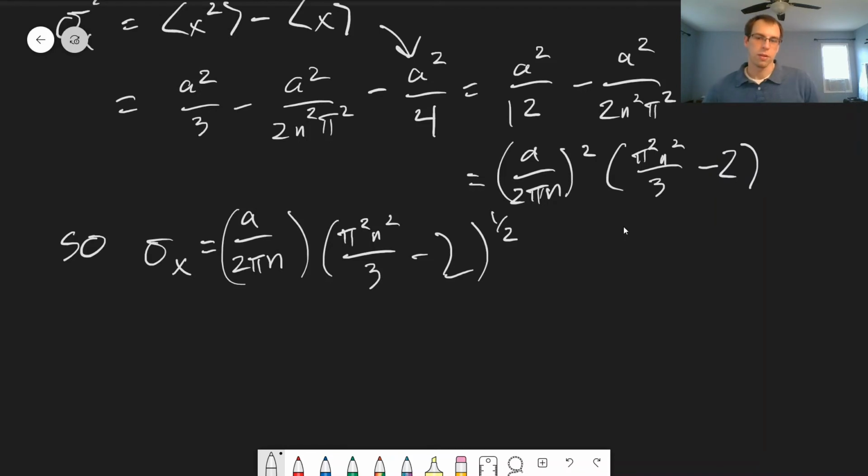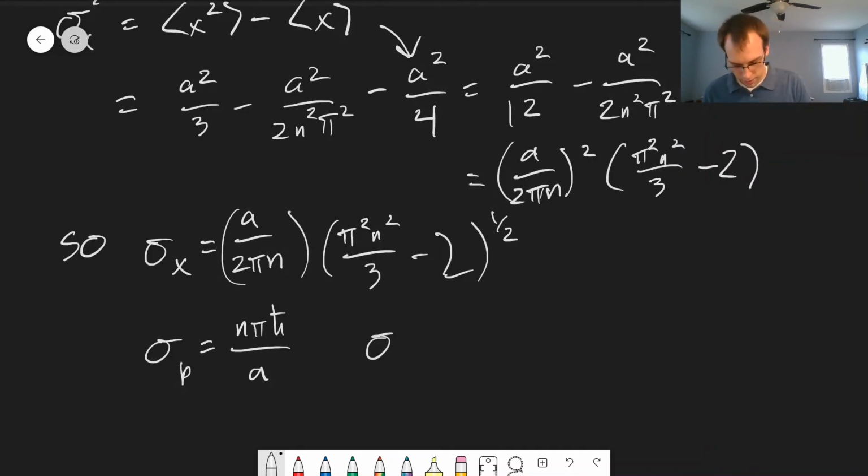What this tells us is that we don't know the exact position of the particle. We know probabilities, but we don't know exactly where it is in the box. We can do this with the momentum as well. I won't go through all the calculations for the momentum; it's in your textbook. But the important thing is that once we go through and find the uncertainty in the momentum, sigma p ends up being n pi h bar over a.